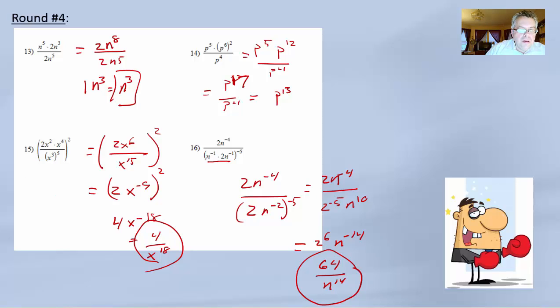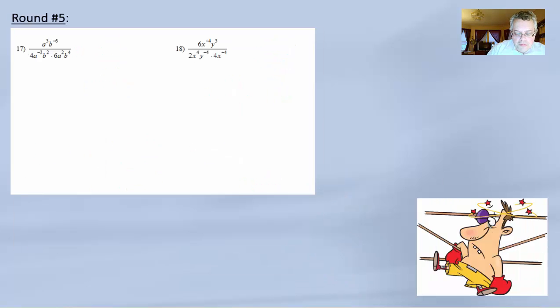Okay. We got 2 last problems we're going to do really quick. These look really nasty, but they're actually not so bad. We're going to simplify the numerator and the denominator. Here in the numerator, there's nothing I can do. So keep it as a cubed, b to the minus 6.